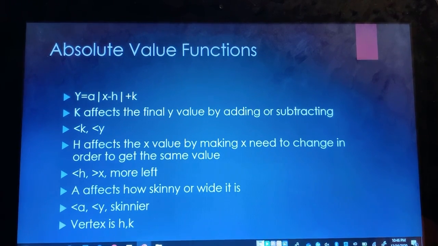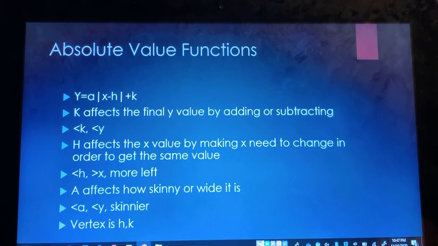Now, k is a vertical shift. H is a horizontal shift. H affects the x value by making x need to change in order to get the same value. Like the absolute value of x minus h: if x is 4 and h is 2, x minus h will be 2, and x would need to be 6 to get to the same spot it would be if there was no h. So that's just a horizontal shift, and it's minus h there.